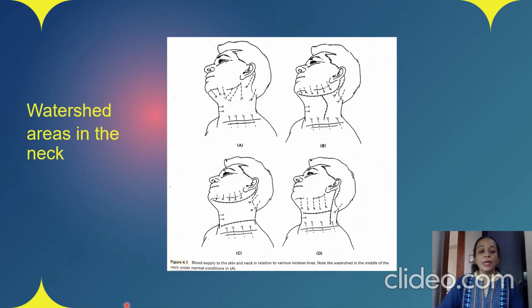So here I would like to highlight the watershed area in the neck. Now the watershed area is that area which receives the supply from the external carotid in the neck and subclavian branches. So there is an anastomosis here, and this area is called the watershed area.